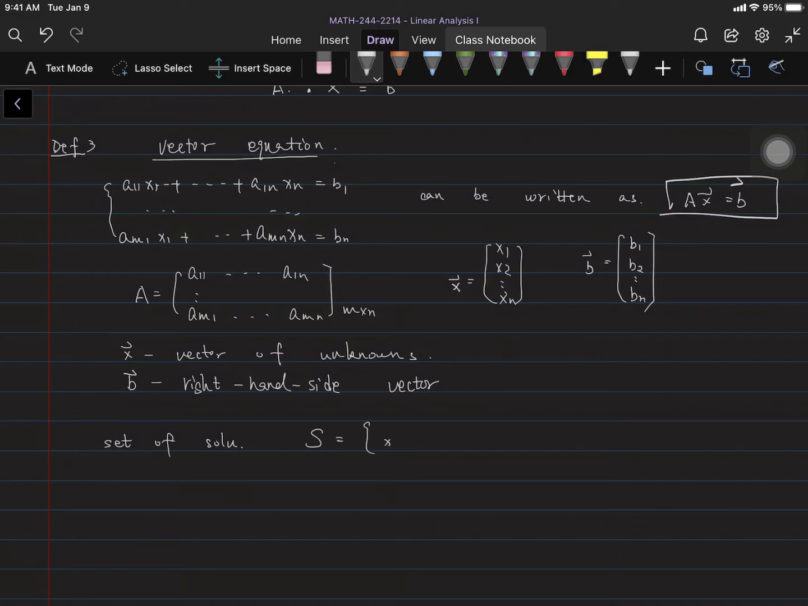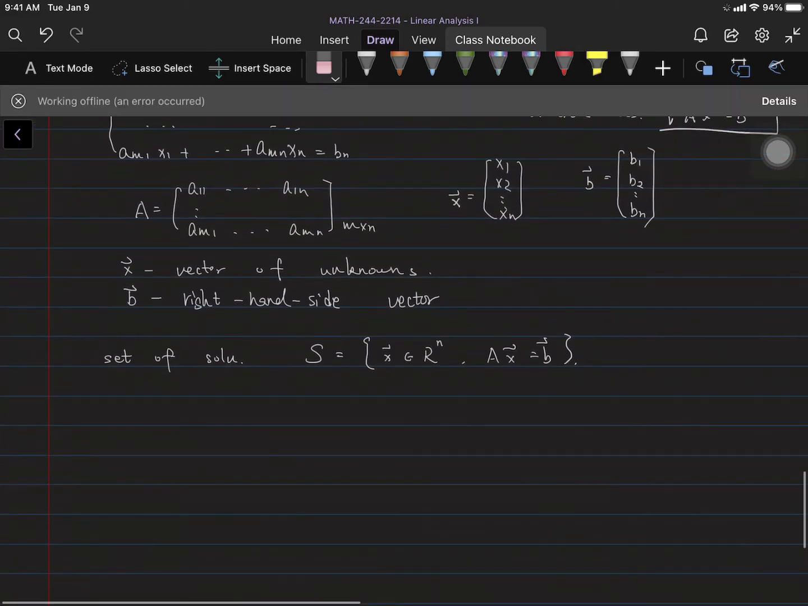All the x belong to Rn. Do you still know how we write down our solution? If it has two unknowns like this one, this belongs to R2. In general, if we have n unknowns, the vector should belong to Rn. So the vector of unknowns belongs to Rn, and all the x satisfy this equation. In the future, we write the solution set this way: x satisfying Ax equals b.